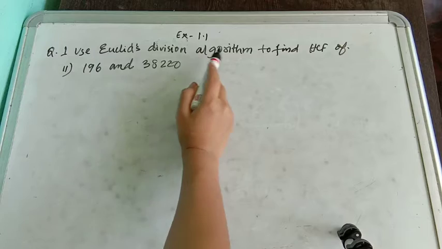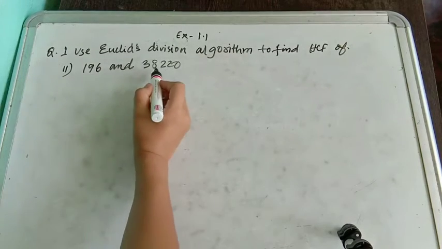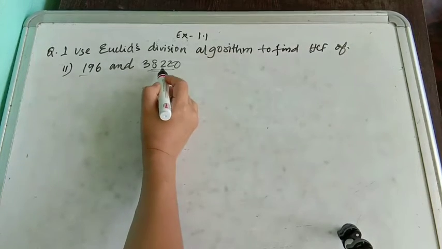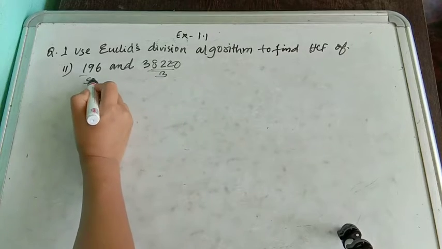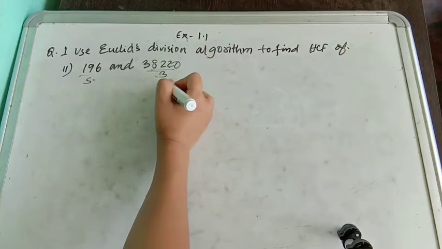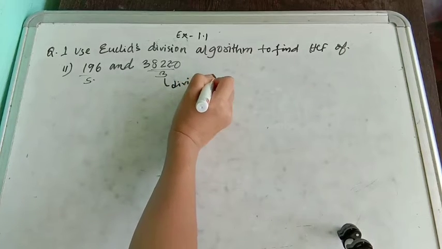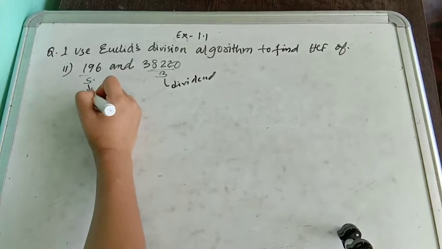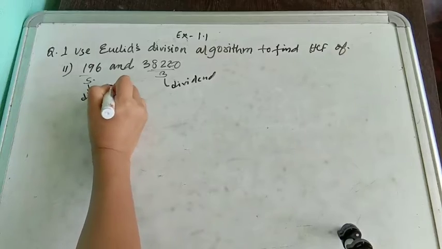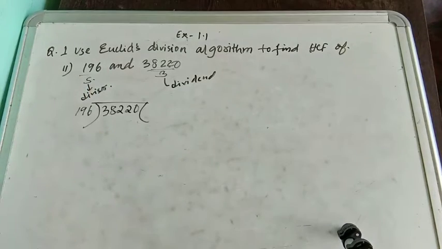Sub-question 2 of question number 1 says, use Euclid's division algorithm to find the HCF of 196 and 38220. Here 38220 is the bigger number and 196 is the smaller number. Therefore, 38220 is the dividend and 196 is the divisor. So 38220 will be divided by 196.